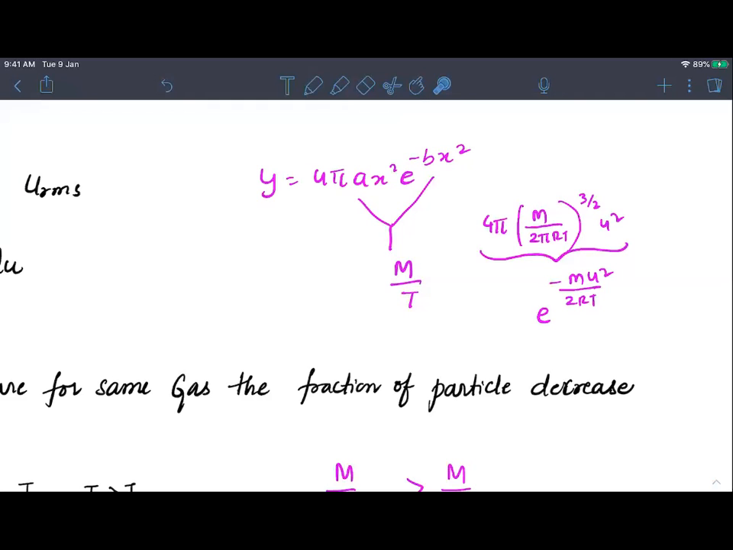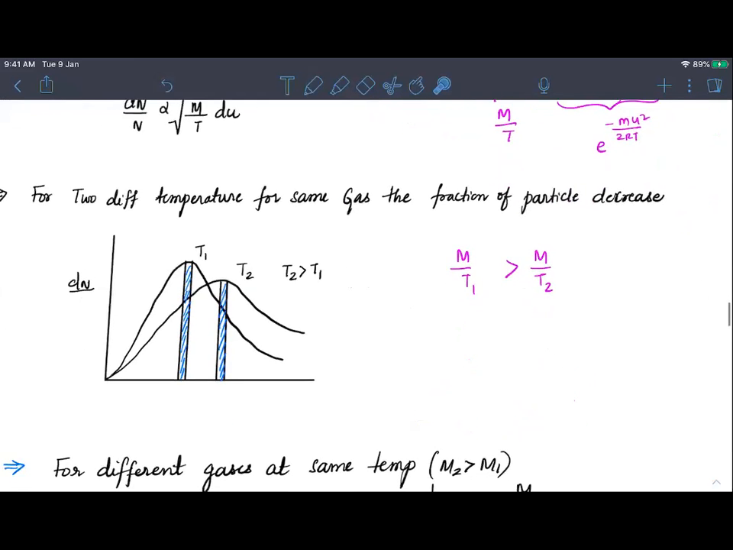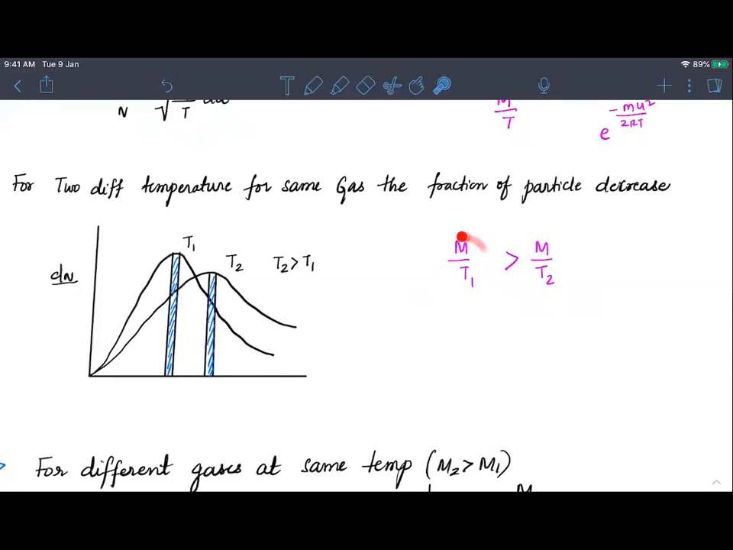Okay. Check this. What I'm saying, for A and B, if you check out m by T ratio, if it increases, then this function will increase. M by T, if this increases, this function will decrease. So check out, that is what we are saying. If m by T value is more, the parabolic part is increasing, but the exponent part is decreasing.